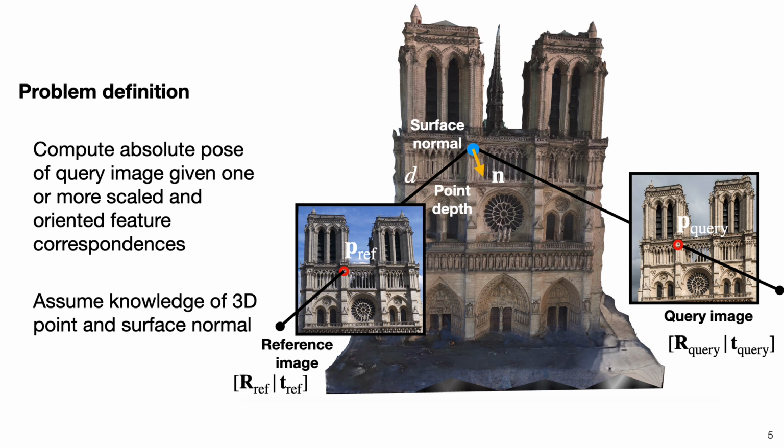We aim to compute the absolute pose of the query image given one or more scaled and oriented feature correspondences between the query image and reference images. For each correspondence, we know the location of the observed 3D point and its surface normal.